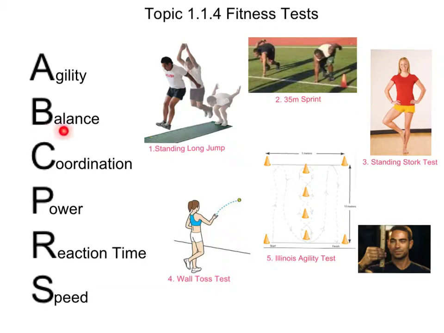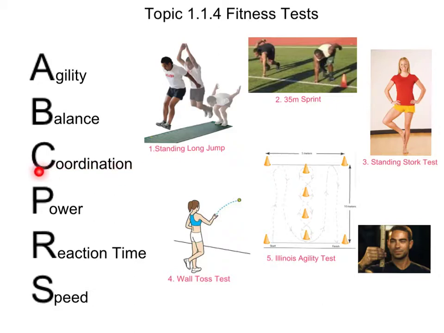Next, we'll look at the second component, which is balance. And as you can clearly see from the diagram, the related test to this is number 3, which is a standing stork test. This simply requires you to put your foot on the knee of your other leg and hold the position as long as possible. If your foot touches the floor or comes away from your knee, then you must stop the time.